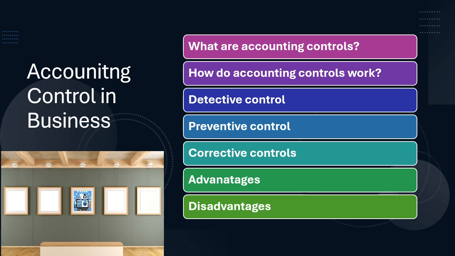How do accounting controls work? Accounting controls are the measures and controls adopted by an organization to increase efficiency and compliance and ensure that financial statements are accurate when presented to auditors, bankers, investors, and other stakeholders.